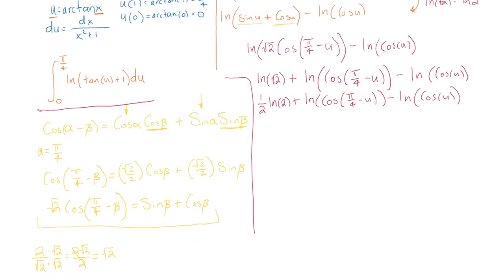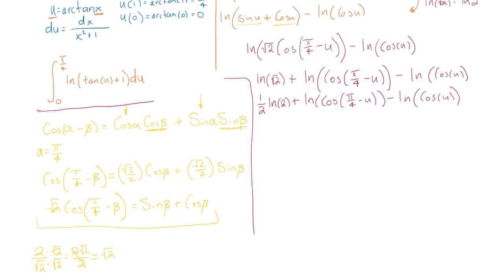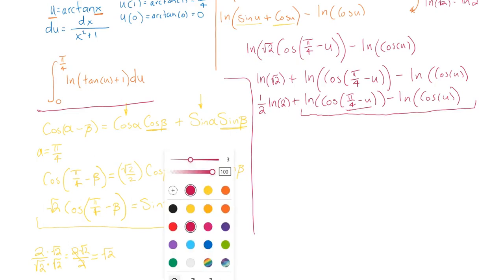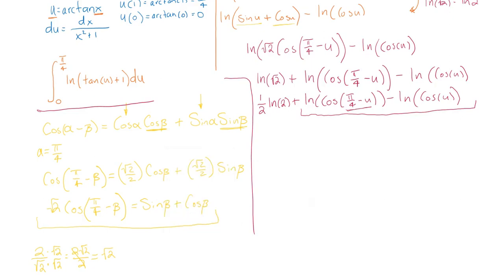And if we just focus on the integral of these last two terms, then we'll notice something interesting, because we see that we're taking it from 0 to pi over 4, and we notice this pi over 4 minus u inside of this cosine. So what happens if we try to take the integral? Well, I'm just going to try to take the integral first from 0 to pi over 4 of ln of cosine of pi over 4 minus u du.